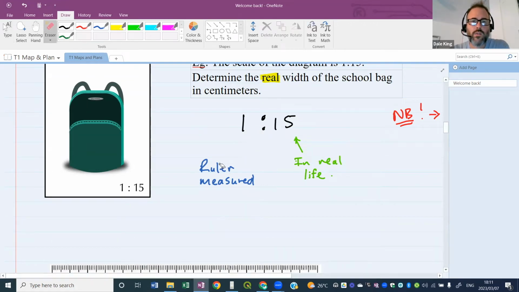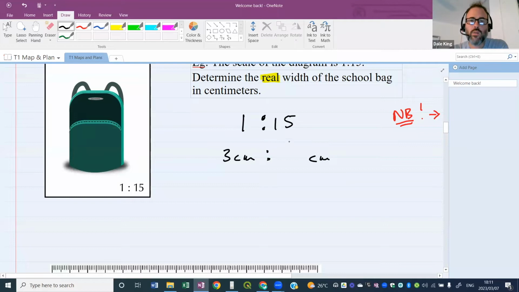All right, so I'm going to erase all this quickly. Just remember the one on the left is ruler measurement and the one on the right is the real world measurement. Okay, so if I measure 3 centimeters on my ruler, what is that going to give me in centimeters in the real world?